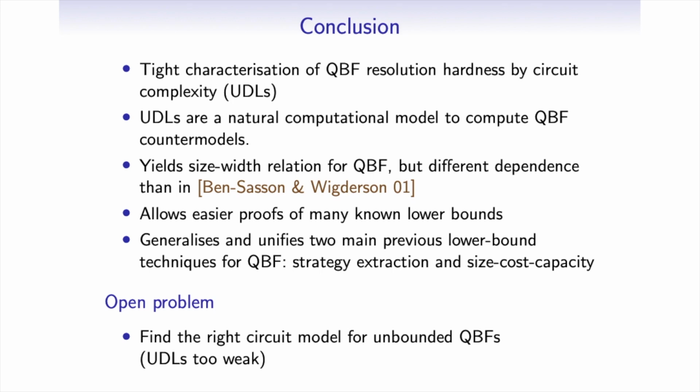Also, this technique generalizes and unifies the two main previous lower bound techniques for QBF, which were based on strategy extraction and something called size cost capacity. I didn't talk too much about how that takes place, but lower bounds from these two techniques can always be shown using the UDL approach. Finally, just an open problem to cite. We're wondering what's the right circuit model for unbounded QBFs, given that our technique works just for those which have bounded quantifier alternation.